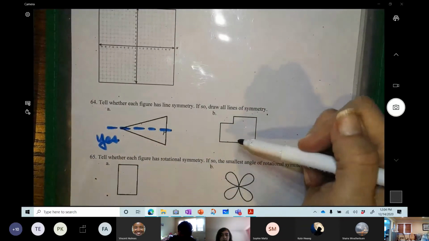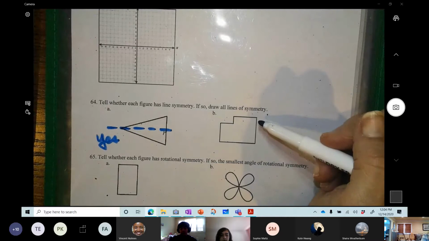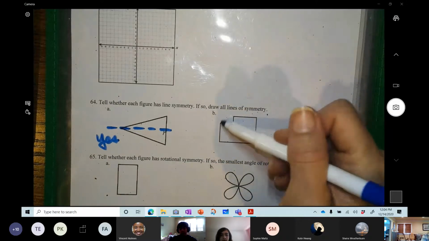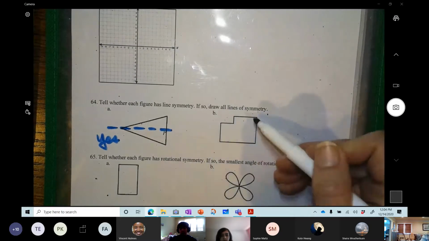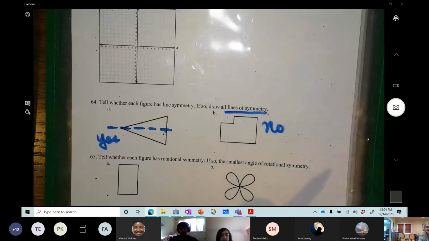This one, line symmetry has to be where if you fold the paper, everything would match up, but this doesn't because of this little chunk out here. You can't go this way or this way or this way or this way. So this does not have a line of symmetry.